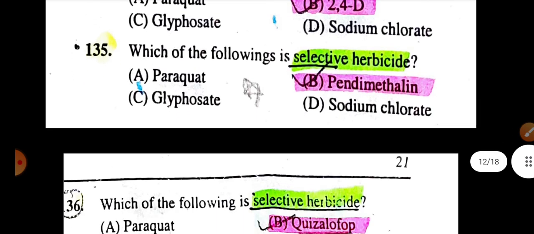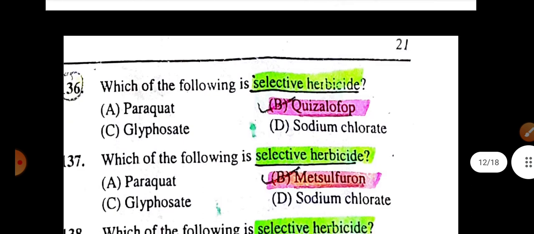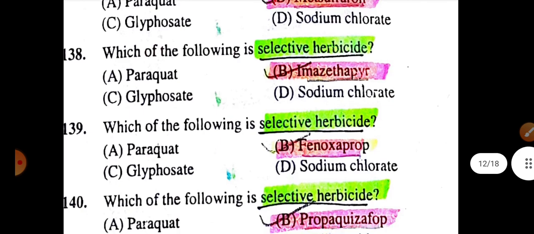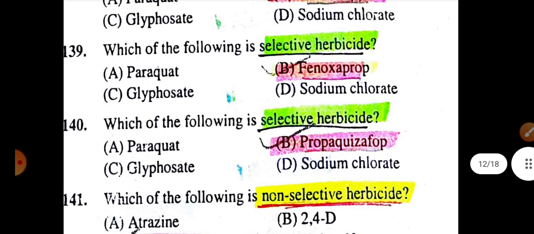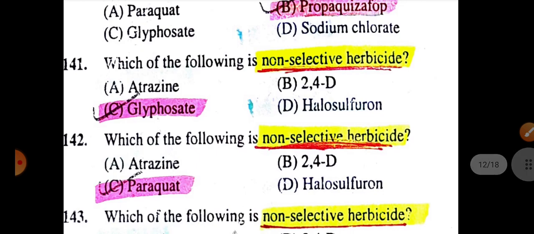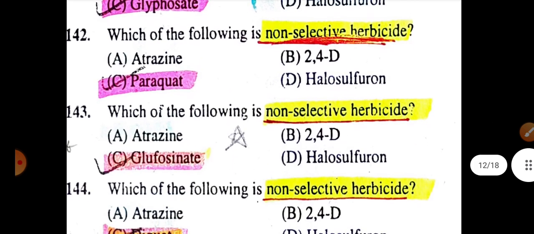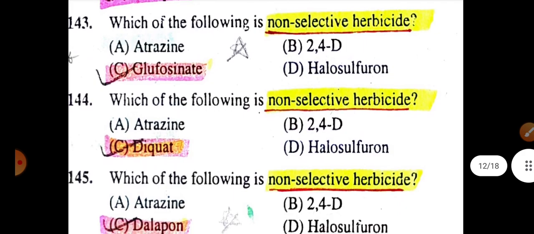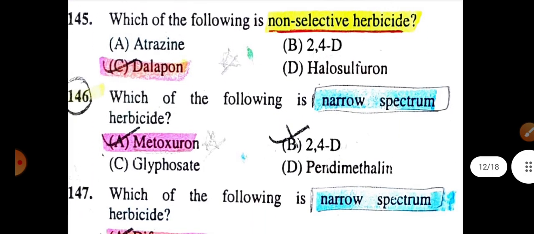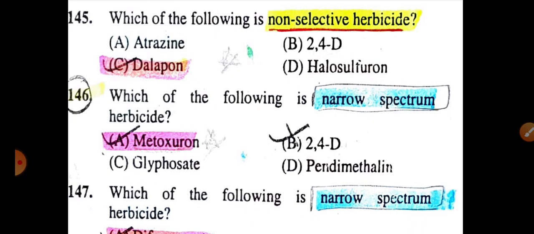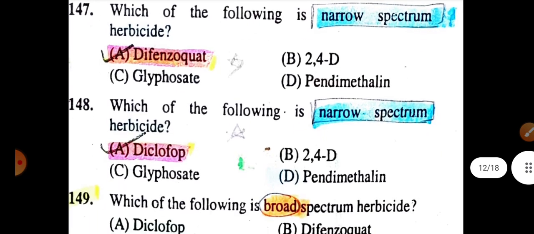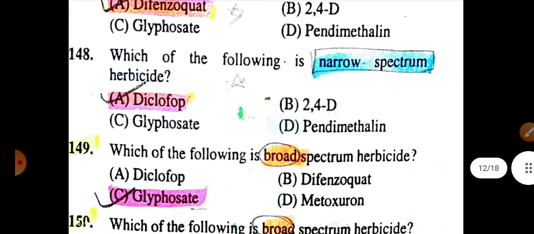2,4-D, pendimethalin, quizalofop, metsulfuron, imazethapyr, fenoxaprop, propaquizafop are selective herbicides, while glyphosate, paraquat, glufosinate, diquat, dalapon are non-selective herbicides. Narrow spectrum herbicides are methabenzthiazuron, difenzoquat, diclofop.